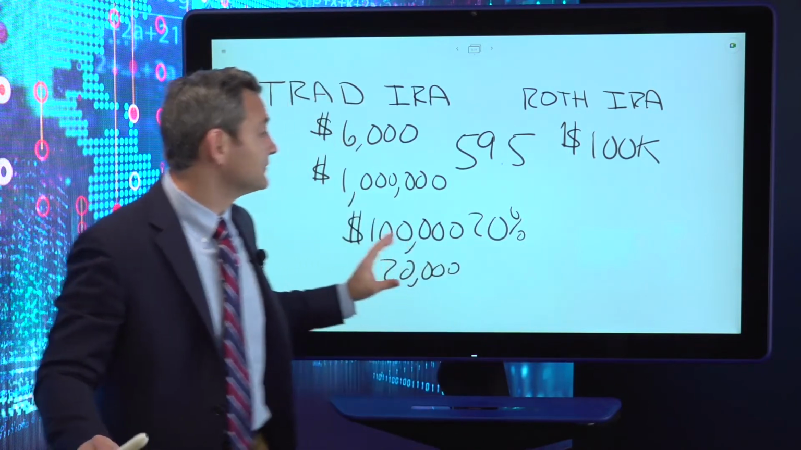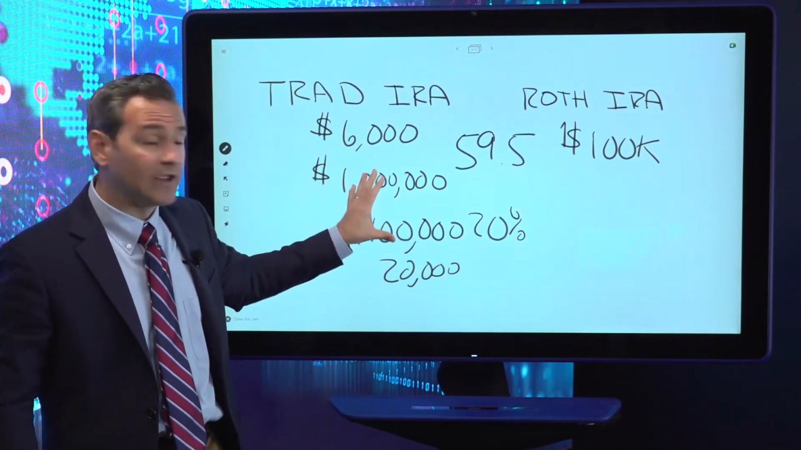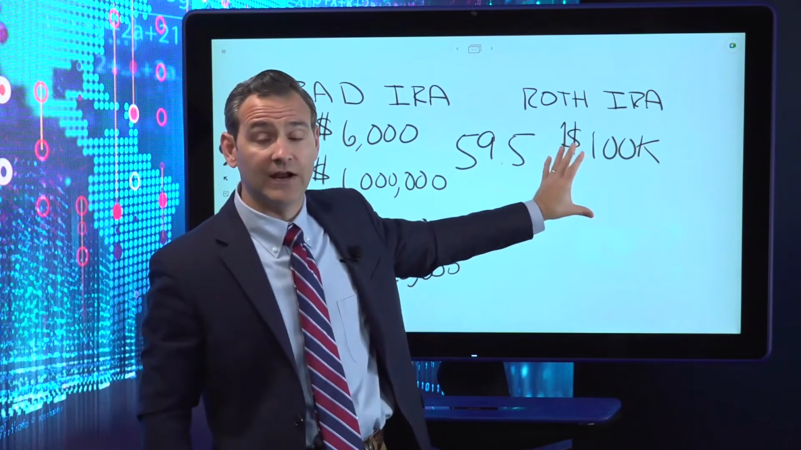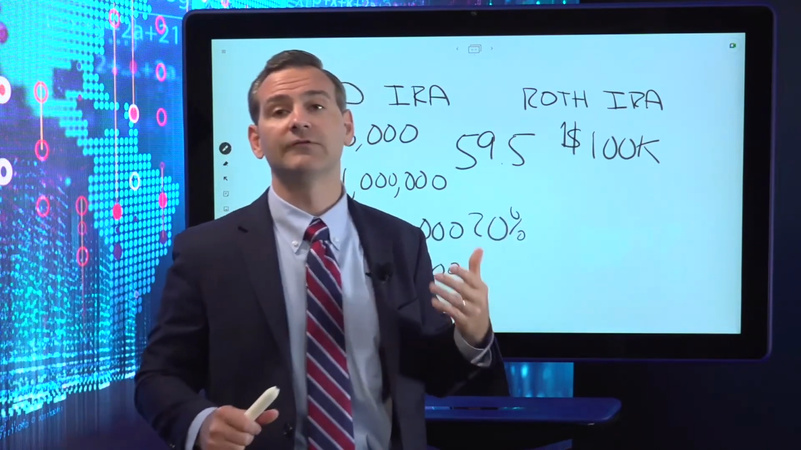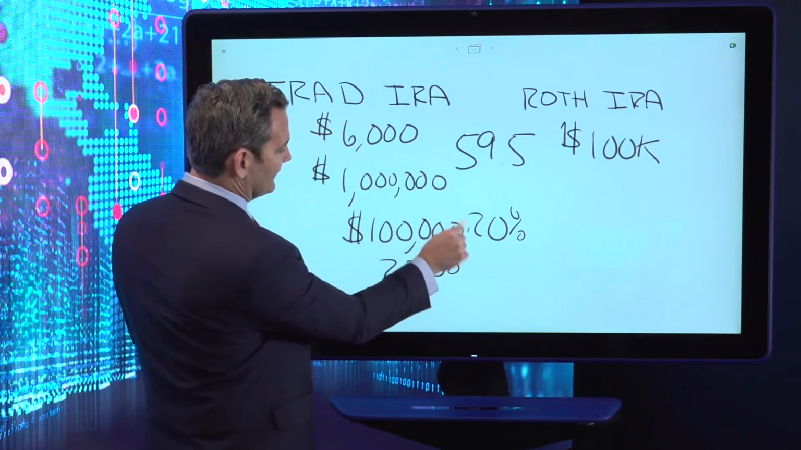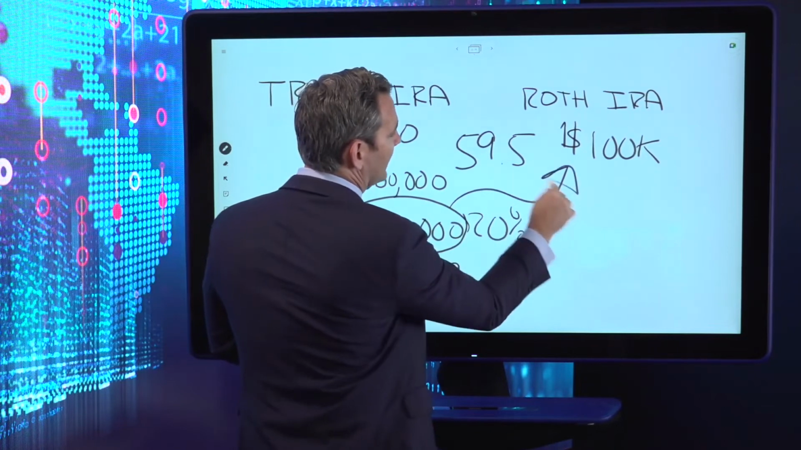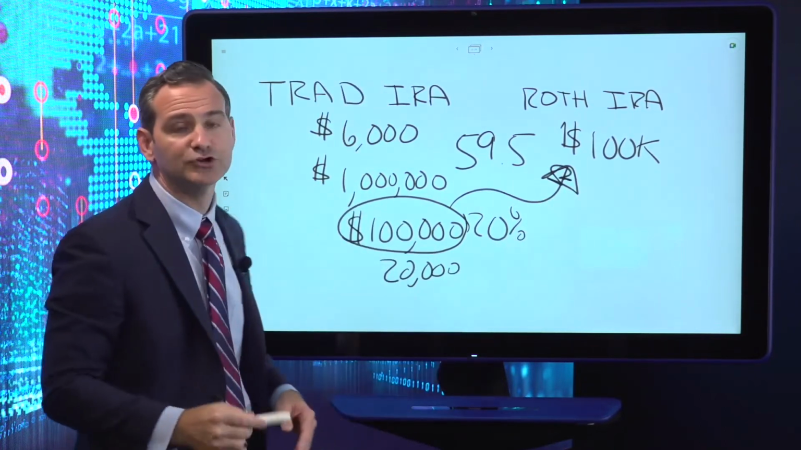Last but not least, it's important to understand that you can convert traditional IRA money into a Roth IRA. This is known as a Roth conversion. So for example, let's say we want to take $100,000 and convert it over into a Roth IRA. Again, this is called a Roth conversion.